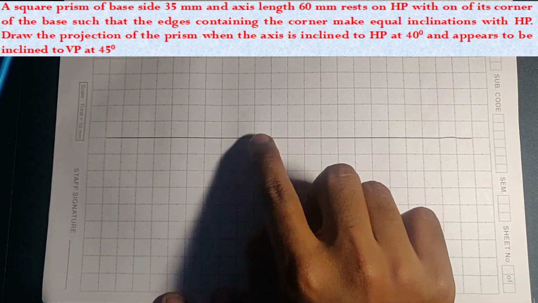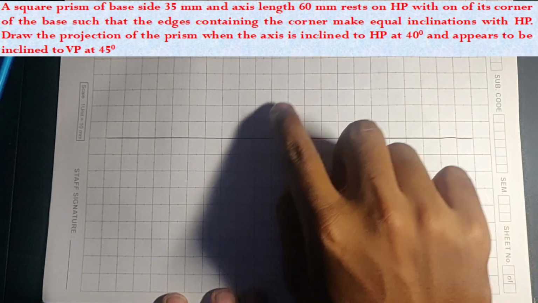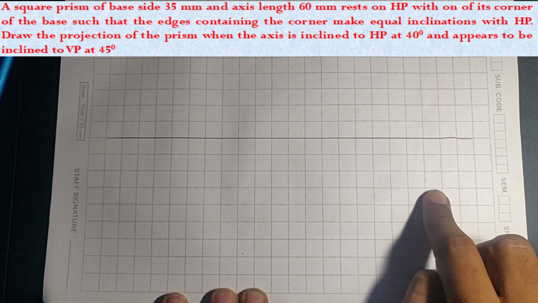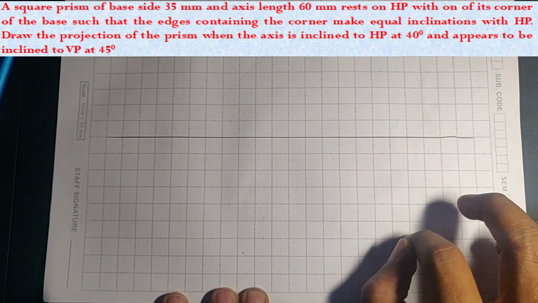In the second condition, axis is inclined to HP at 45 degrees. So I need to incline the axis at 45 degrees to HP. In the third condition, it says the same axis appearing to be 45 degrees to VP.